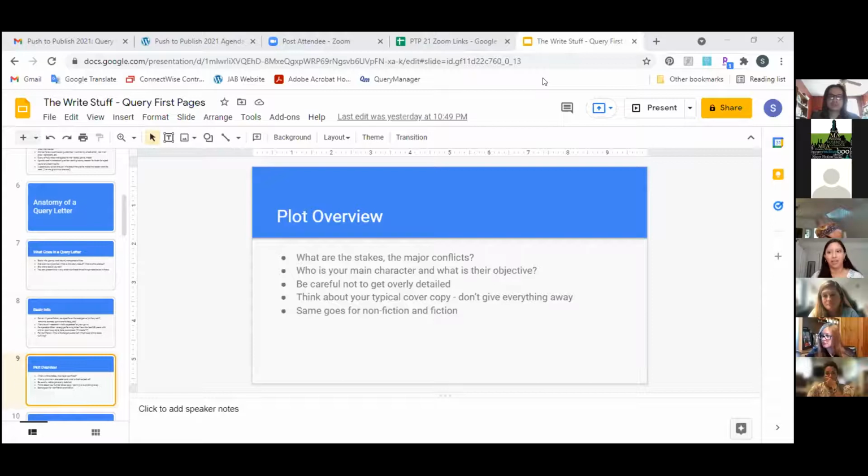Again, that's why comp titles are very helpful. They can help sketch in parts of your world, so you can save your word count for the most important parts, like describing your characters and their stakes. I would suggest thinking about your typical cover copy.